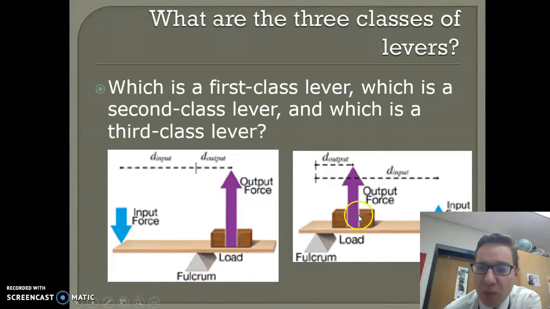So which one would have the load in the middle? First class, second class, or third class? If you think it's a second class lever, you are correct.